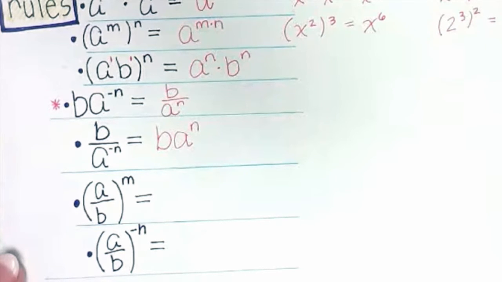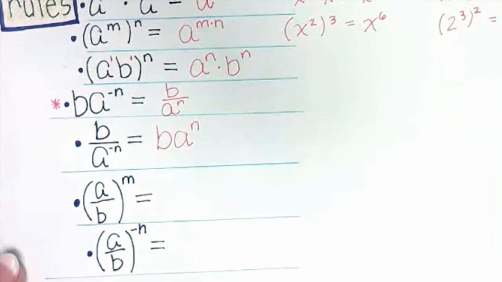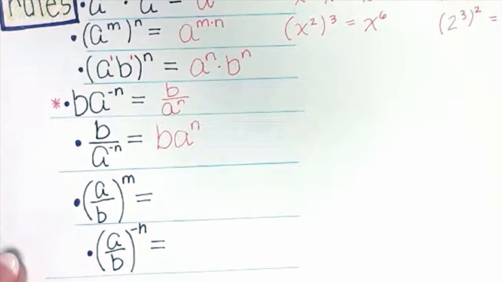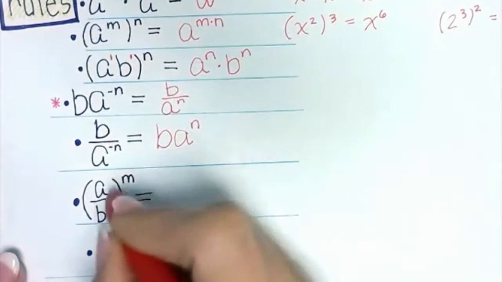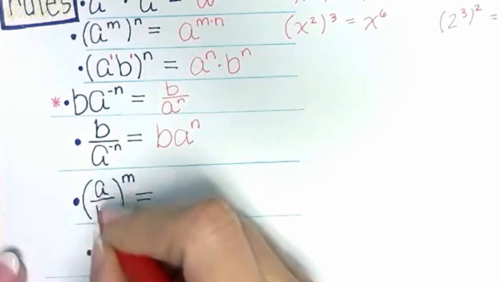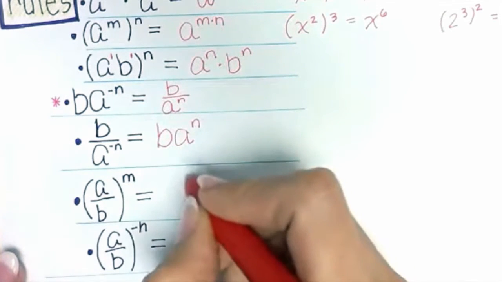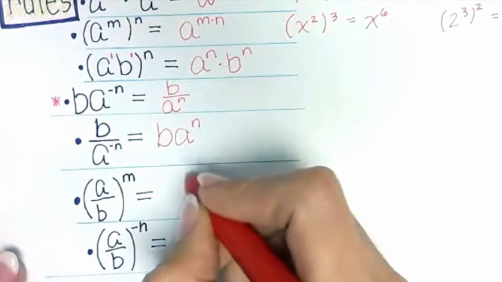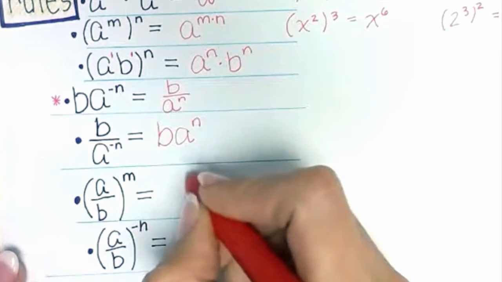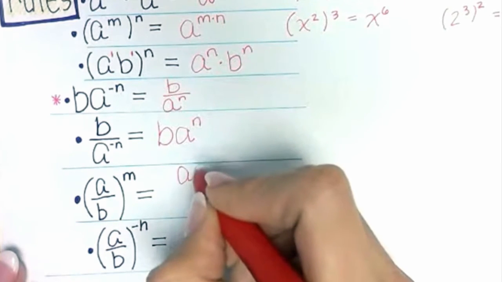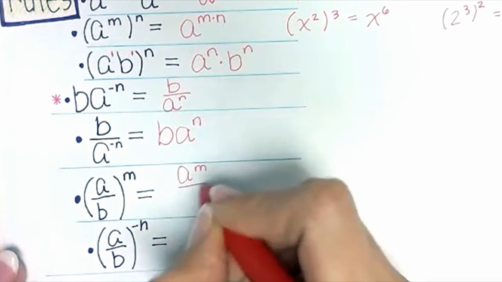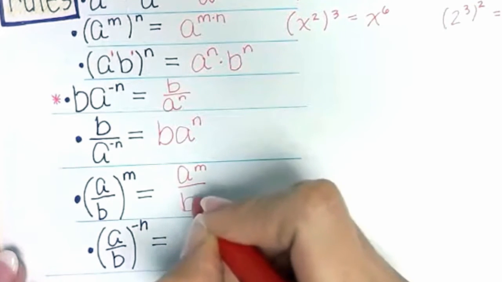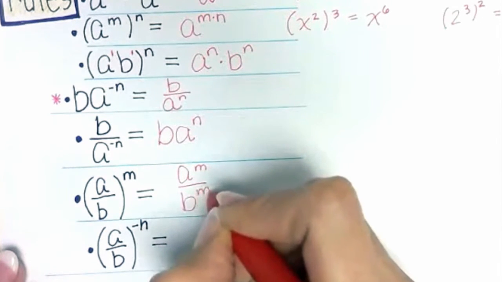In the sixth example, we have a over b in parentheses to the m power. A and B are also to the first power, just like they were in the third example. So we are still going to multiply our exponents. 1 times m is m. So in either case, we have m as our power, a to the m over b to the m. We are good to go.